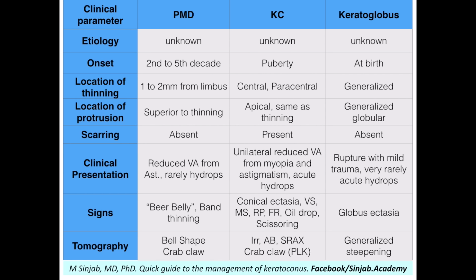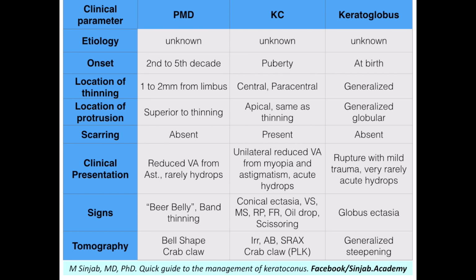In pellucid marginal degeneration, we can see the beer belly and the band of thinning in the inferior part on the slit lamp, while in keratoconus we see the conical ectasia and the V shape that the inferior lid takes, which we call the Munson sign. We can see the Rizzuti sign, the Fleischer ring, and the oil drop with retinoscopy, and the scissoring reflex also with retinoscopy. The oil drop can be seen by retroillumination also.